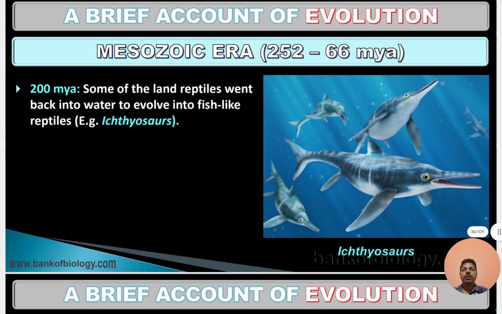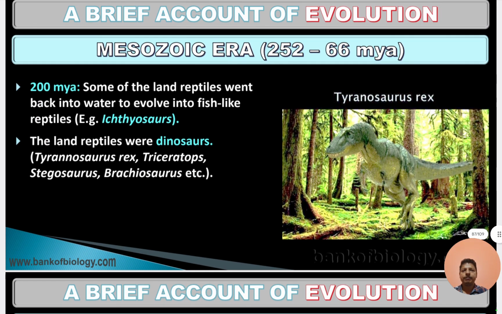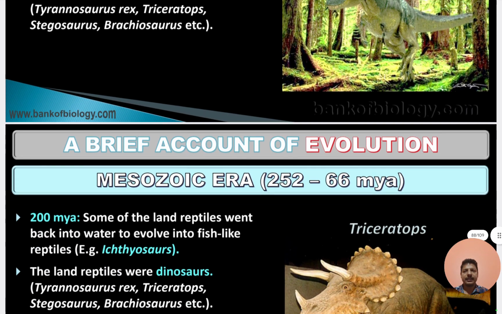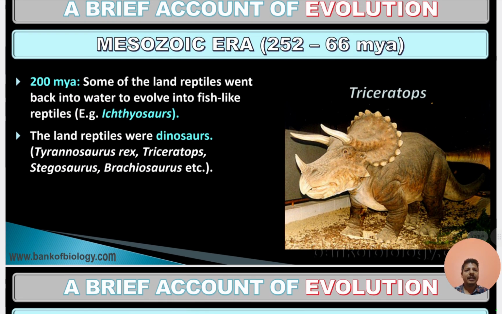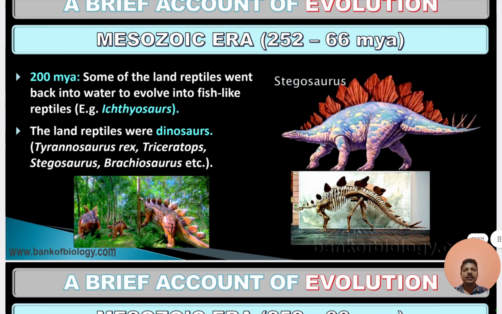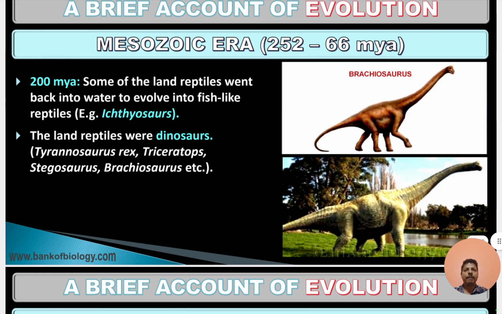First of all, 200 million years ago, some of the land reptiles went back into water to evolve into fish-like reptiles. Example, Ichthyosaurus. See the diagram. Some land reptiles went back into water to evolve into fish-like reptiles. Then the land reptiles were dinosaurs. Here examples: Tyrannosaurus rex, Triceratops, Stegosaurus and Brachiosaurus. It is a diagram of Tyrannosaurus rex or T-rex. Then see the diagram, Triceratops, then Stegosaurus and Brachiosaurus.